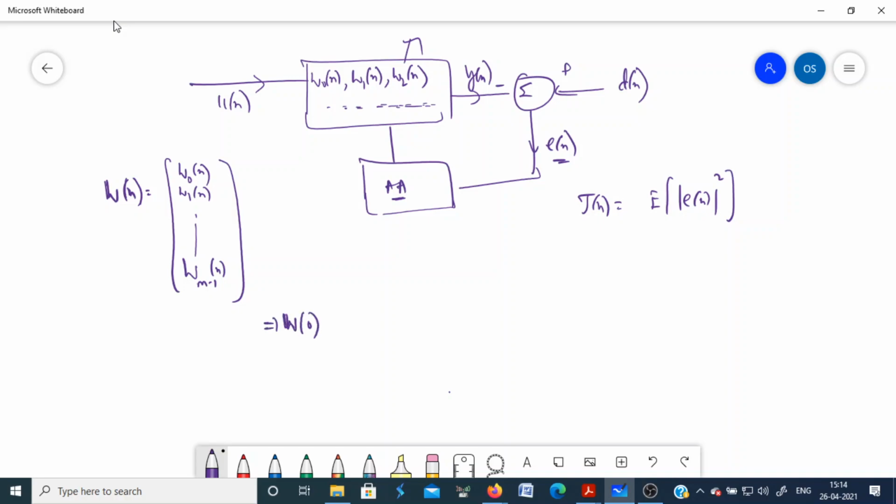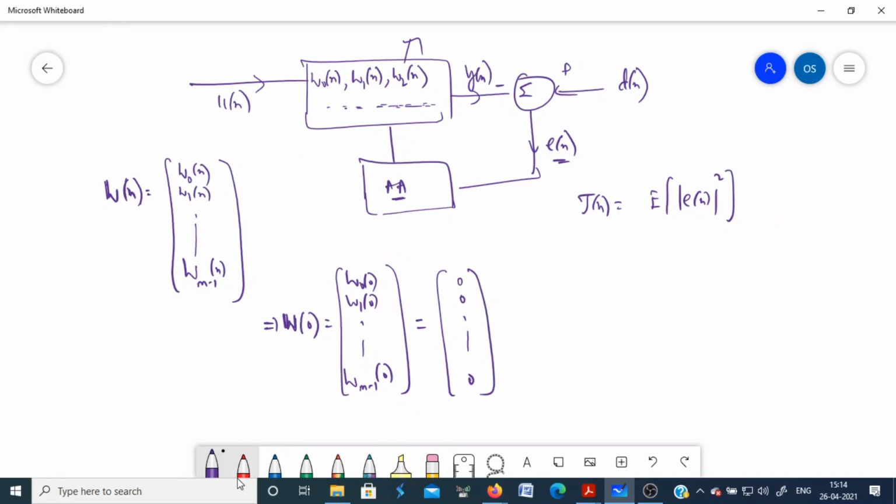The tap vector at time n is equal to 0. When you initialize this filter, we don't know where this is going to converge. So we suppose you have w0(0), w1(0), up to wM-1(0); these are the filter vectors at time n equal to 0. If you don't have any idea, you can set all these weights to zeros. So this is simple: all the filter coefficients are zero.